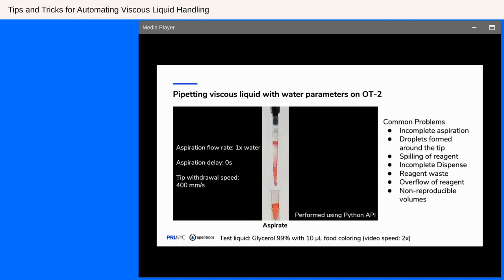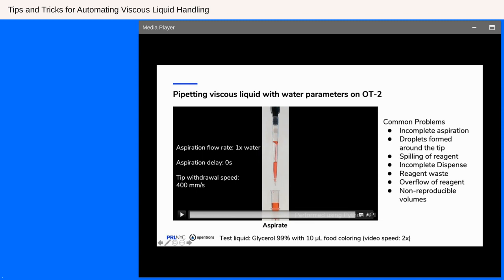The robot moves the tip pretty fast, and then it tries to aspirate the liquid, and it doesn't allow sufficient time for the liquid to get aspirated, and we can see the liquid being incompletely aspirated. The droplets are formed around the tip, and there is spilling of a reagent.